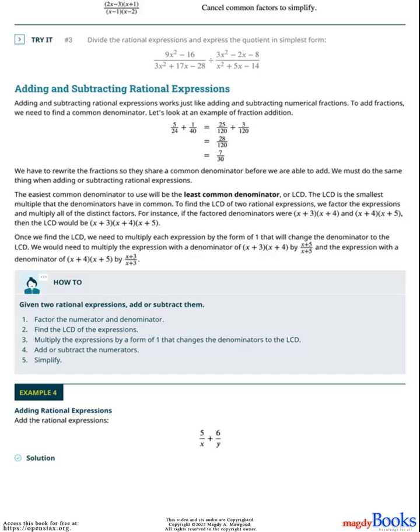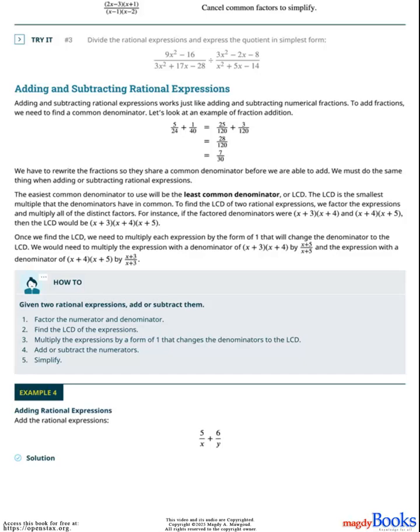For instance, if the factored denominators were (x + 3)(x + 4) and (x + 4)(x + 5), then the LCD would be (x + 3)(x + 4)(x + 5).